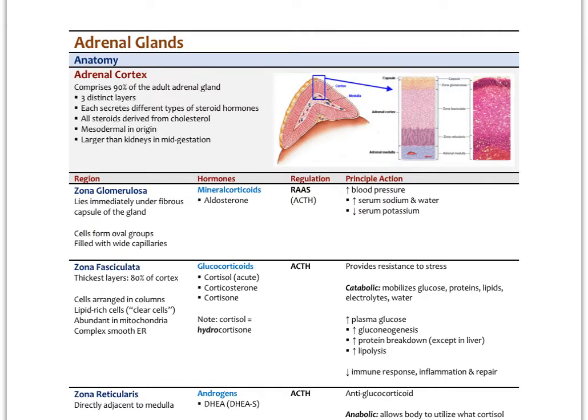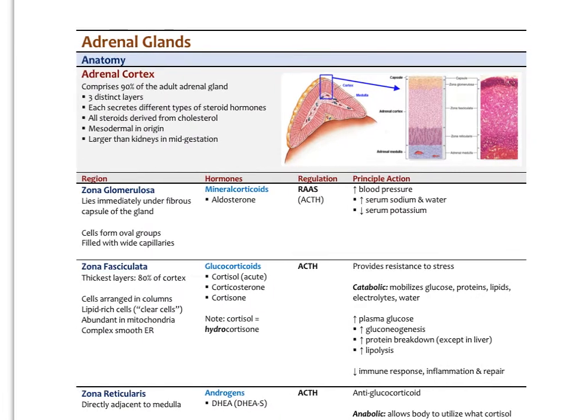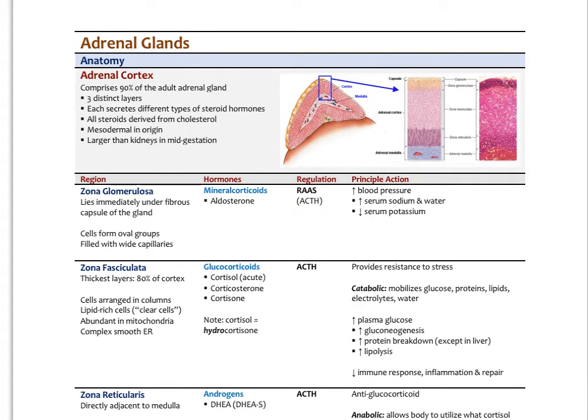So the majority of the adrenal is composed of a cortex, and that's about 90% of each adrenal gland. There are 3 distinct layers in the cortex, and each secretes different types of steroid hormones. Again, steroid hormones are all derived from cholesterol. The cortex is mesodermal in origin. Remember, mesoderm is what gives rise to all of your muscles, connective tissue, cardiovascular system, and kidneys. And that's what the cortex comes from as well.